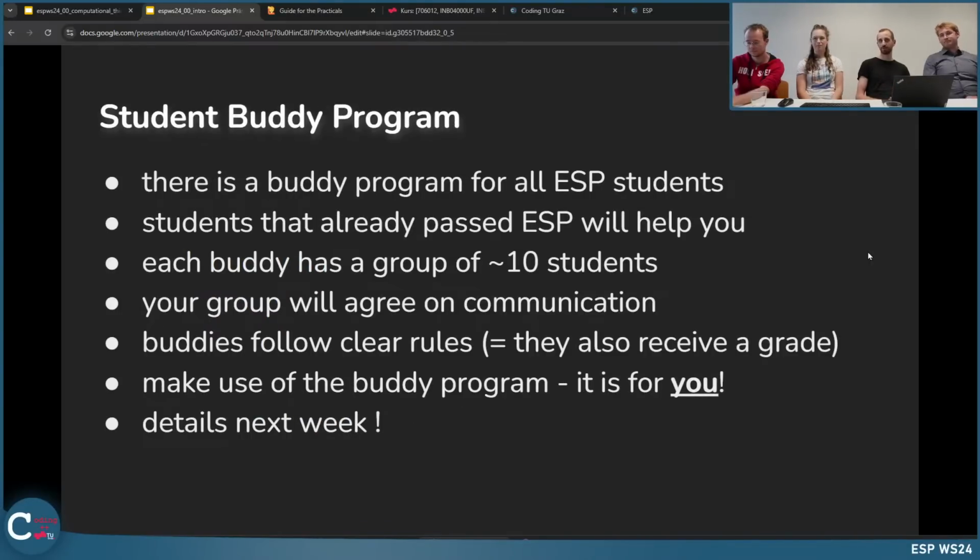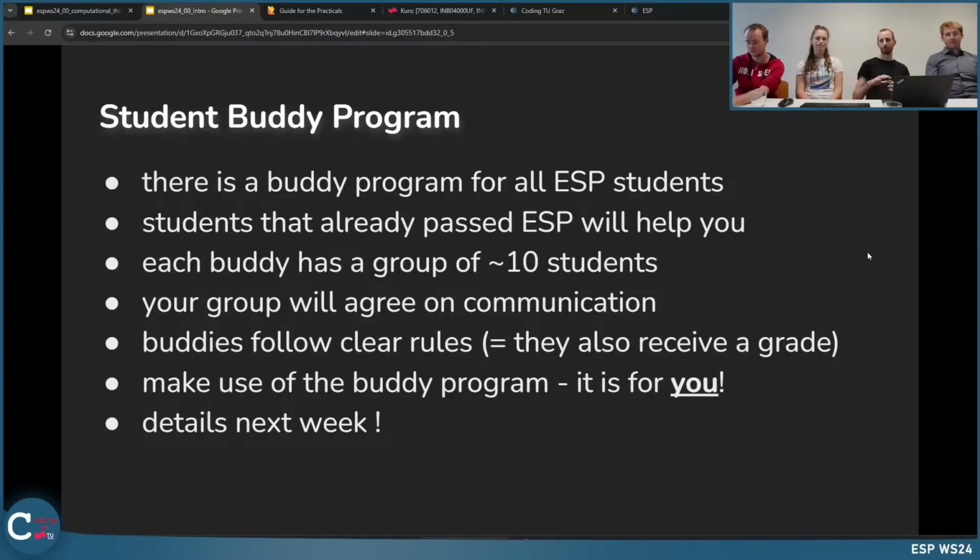And we have another program to help you. So this section is all about helping you, obviously. We have the buddy program, and the buddy program is also here to give you another person who can guide you through this journey to ESP. So each buddy is maybe a student from the last year of ESP. Maybe they are in 3rd or 4th semester already. They already passed ESP in the previous semester, and now they will guide you through the journey of ESP.